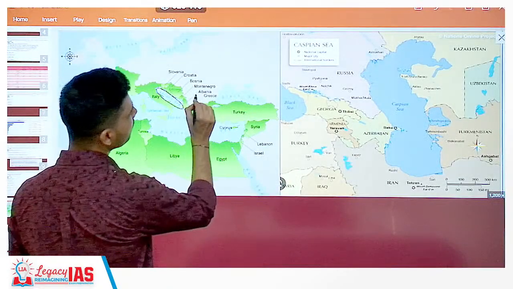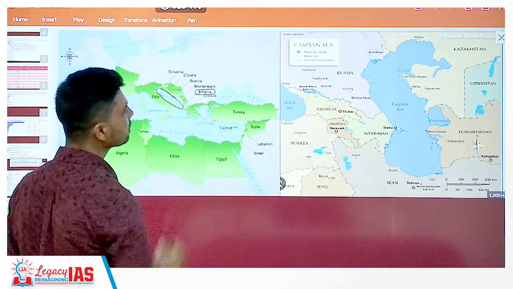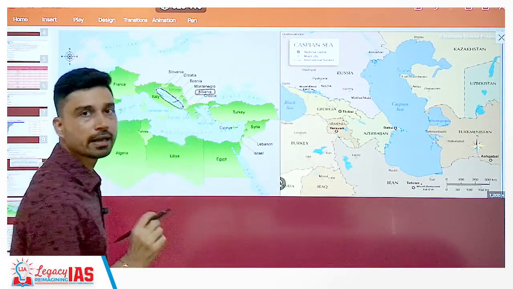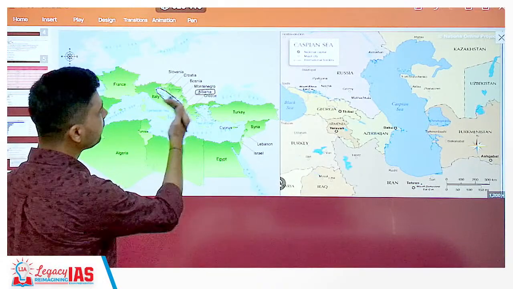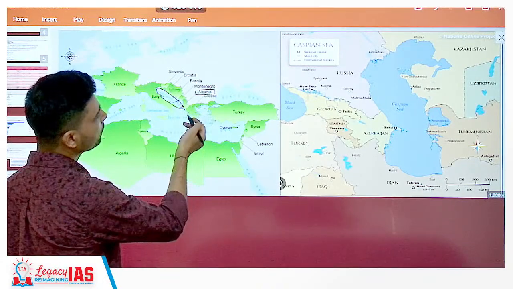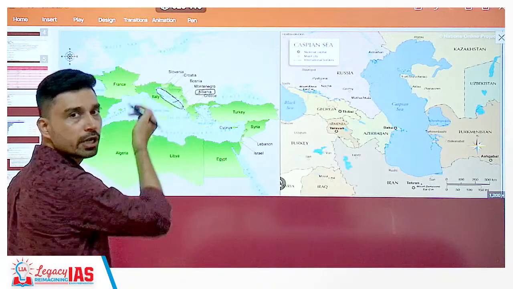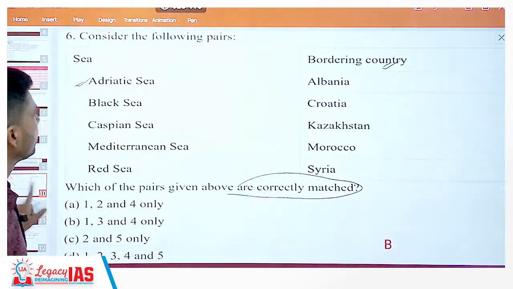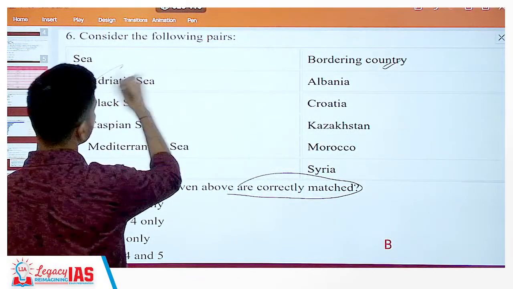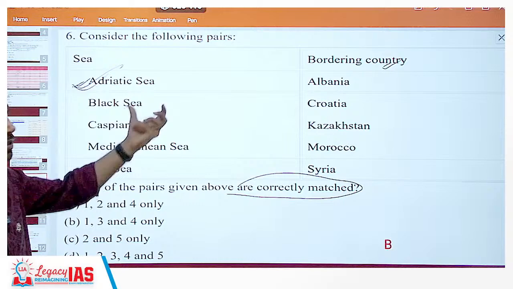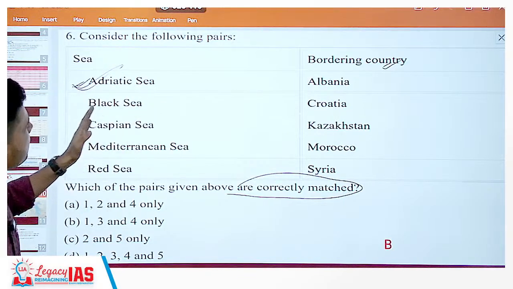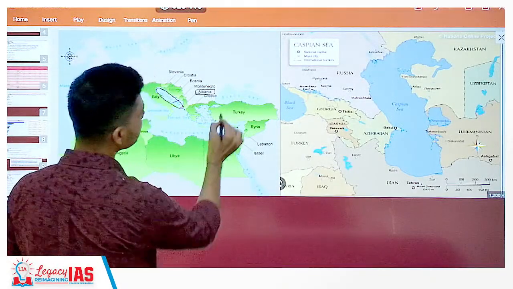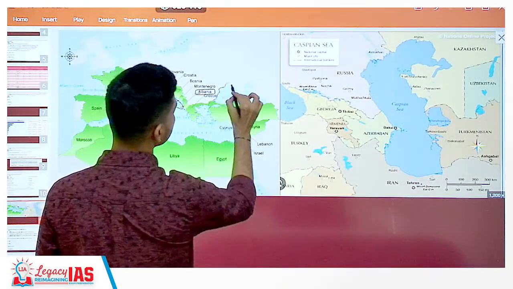As we can clearly see from the map here, you have a small country, Albania. So Albania indeed has a border with the Adriatic Sea. Apart from that, Italy, and then further Montenegro, Bosnia, Croatia and Slovenia. These are the countries which share a border with the Adriatic Sea. So the first mapping is correct. Second, Black Sea, Croatia. Is it correct? This region that we see here is your Black Sea region.